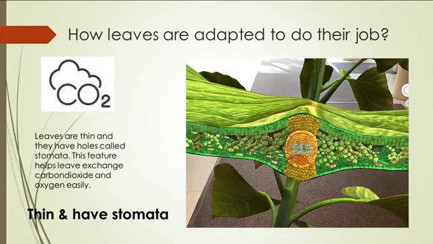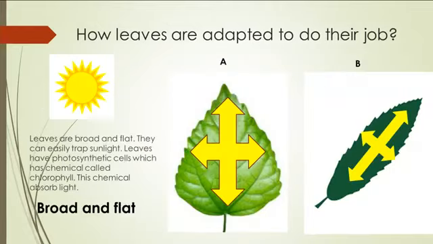Leaves also have stomata on the inner side. These are the small openings which help carbon dioxide to get inside the leaves and oxygen to get outside of the leaves. Leaves are also broad and flat, which helps them trap sunlight easily. Leaves contain photosynthetic cells, which have a chemical called chlorophyll. This chlorophyll traps the sunlight, which is used in photosynthesis.